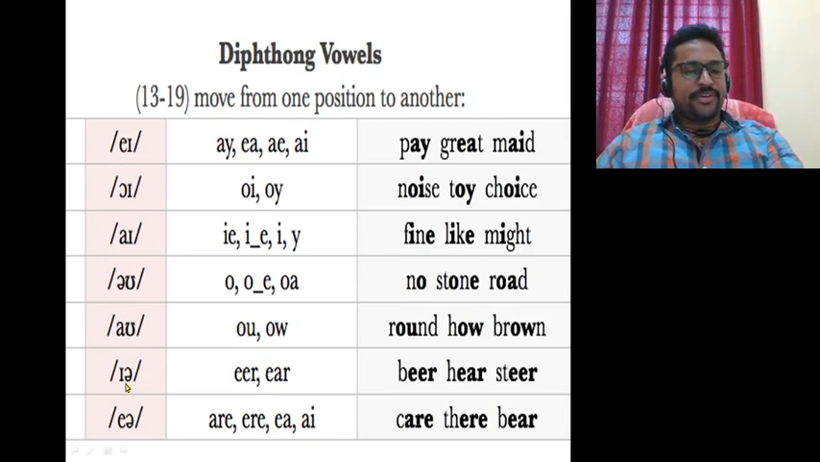Go for the next one, E-A, as in beer, here, steer, deer, fear, ear, clear. Is it clear? How many diphthongs in English? 8 diphthongs. We have 44 sounds, but we have 8 diphthongs. What is the meaning of diphthong? Combination of two sounds is called as diphthongs. E-A, clear, near, steer, here, beer.